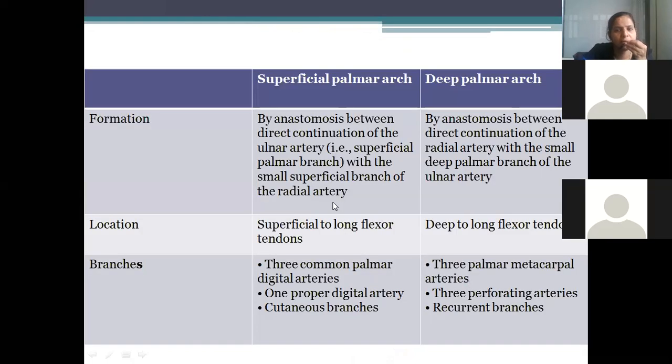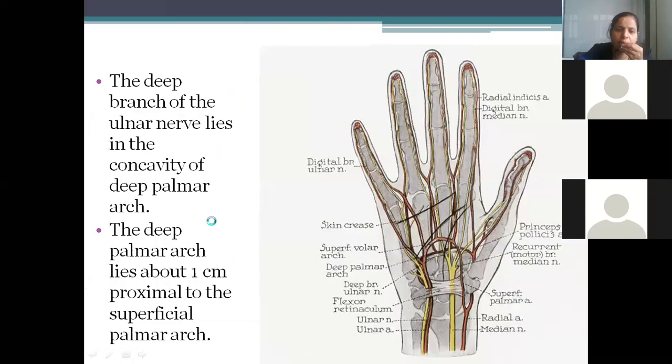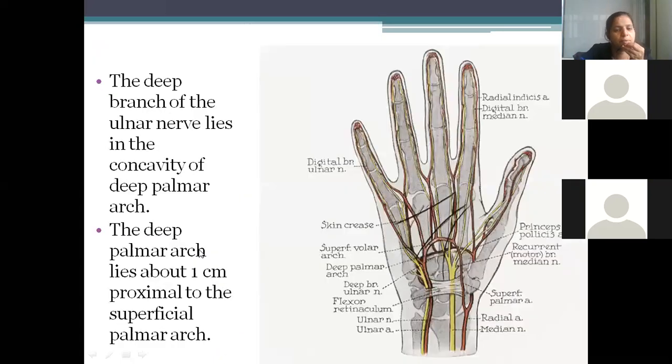So the metacarpal part is coming from the deep one, no? Deep, deep, beta. This is the deep palmar arch. These are the three metacarpal arteries. Not only that, we have perforating arteries in which web spaces? Second, third, and fourth interosseous spaces. Then this is the recurrent branch. So this is which arch, beta? Deep palmar arch. Okay.